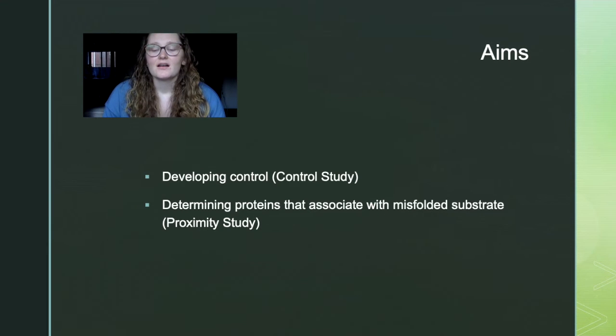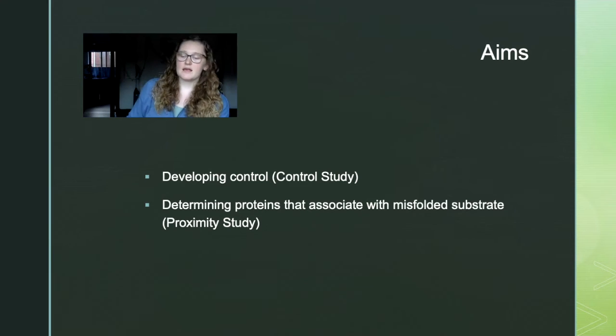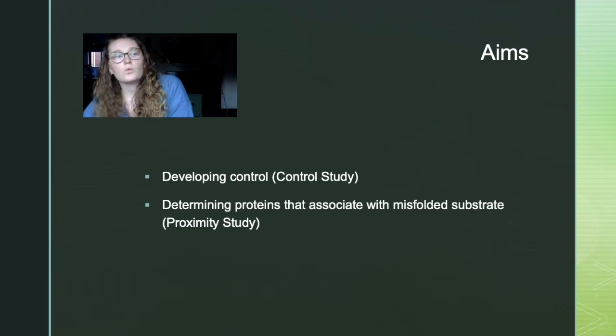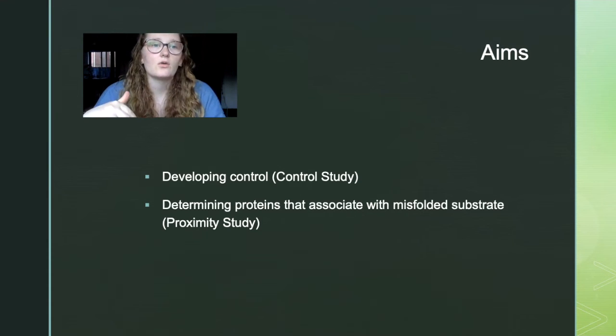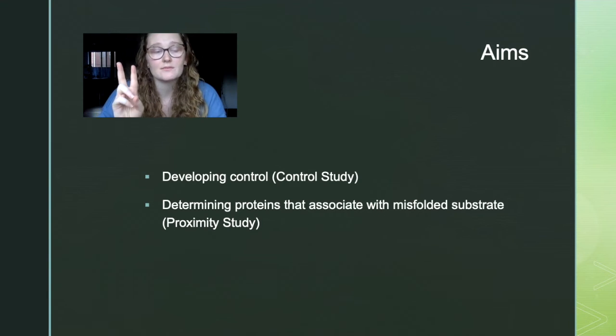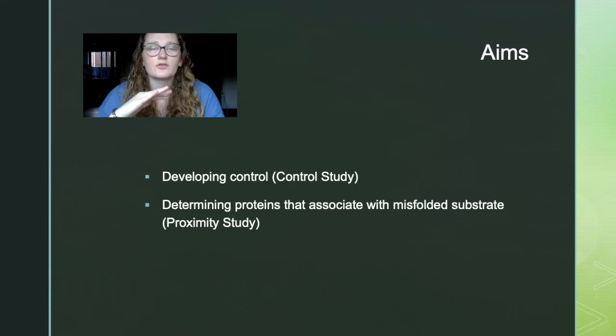So what I decided to do for this presentation was talk a little bit about the aims and the methods that I would have been investigating had I been in the lab, and then talk about what I actually did this summer. So my project has two aims, and I'm calling them, for the purposes of this presentation, the control study and the proximity study, in order to investigate that question of what do human cells use instead of that yeast protein, HSP104.